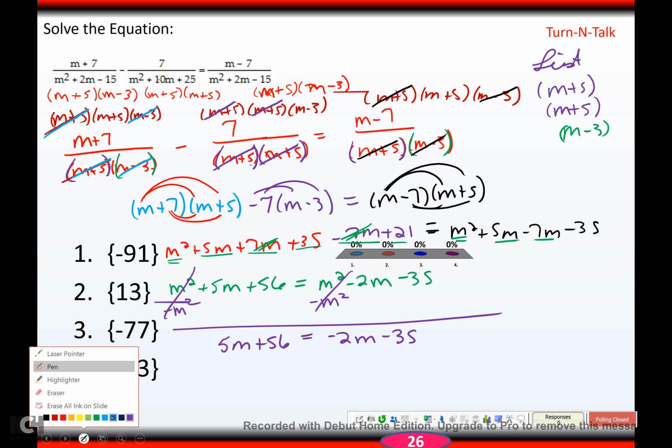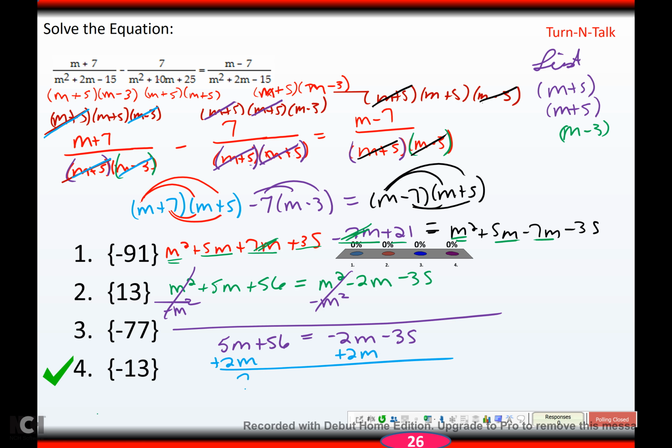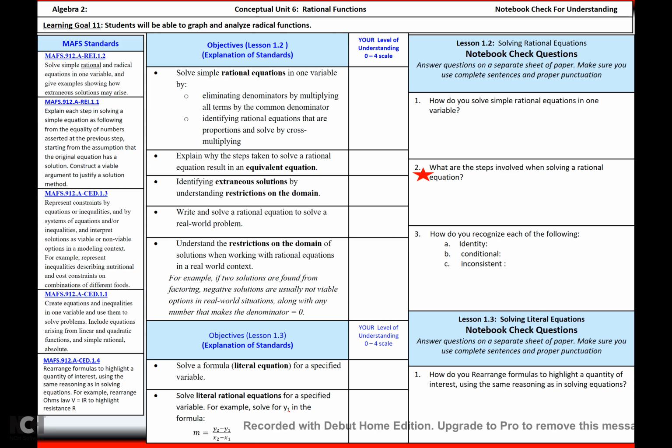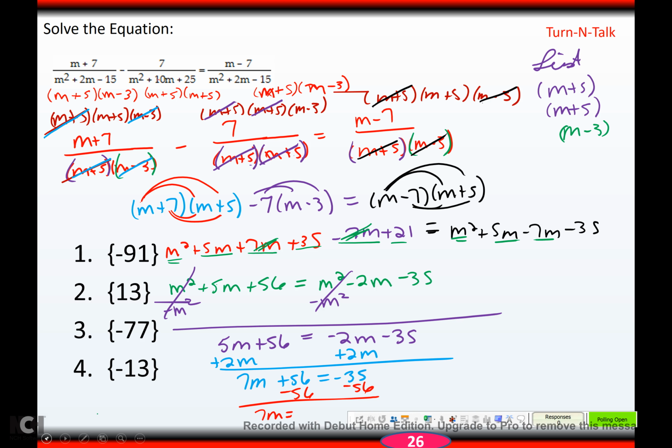So now I'm going to get my M's together. I'm going to add 2M, I get 7M plus 56 equals negative 35. Minus 56, minus 56, 7M equals negative 35 minus 56, which is negative 91. Divide by 7, and M equals negative 13.